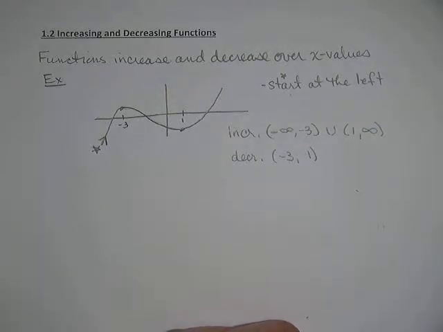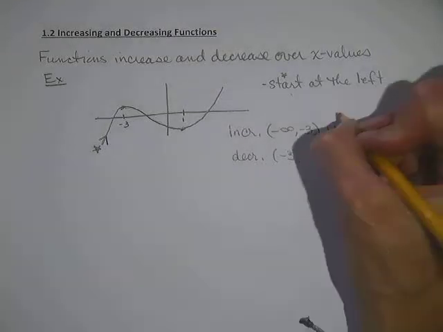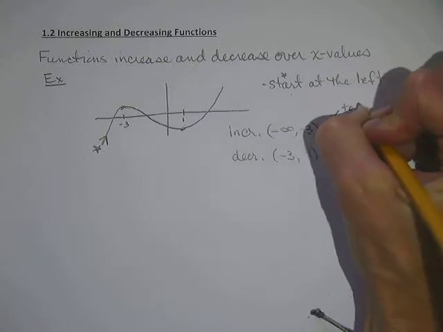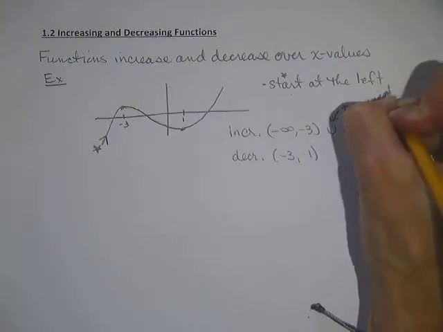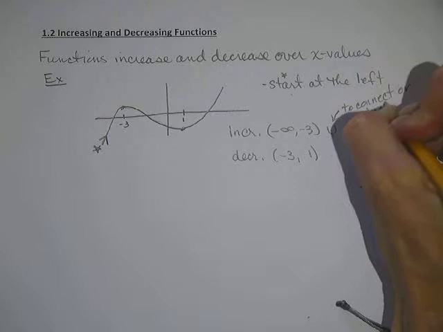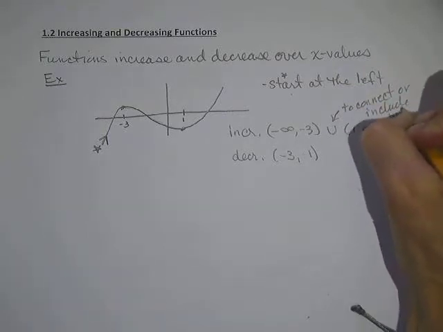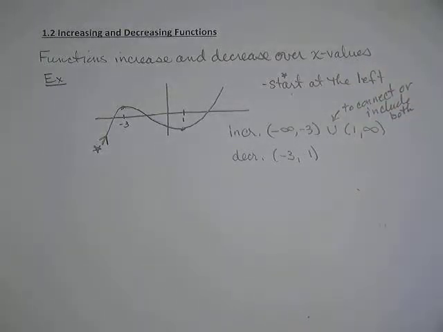Okay, can you write down the definition for union? Yep. The union just means and. To connect or include both. That is why we put the union symbol in there, to connect both of those intervals and to include them both within it. All right?